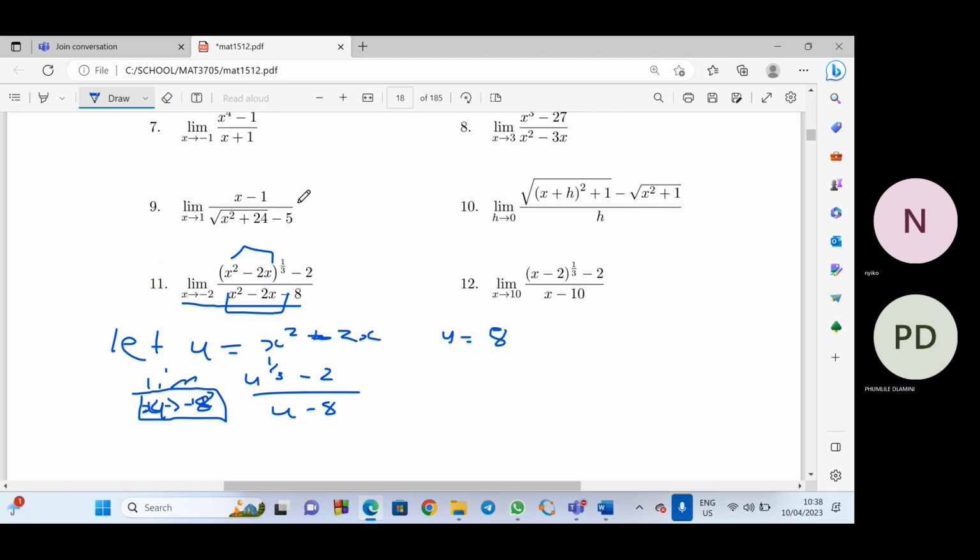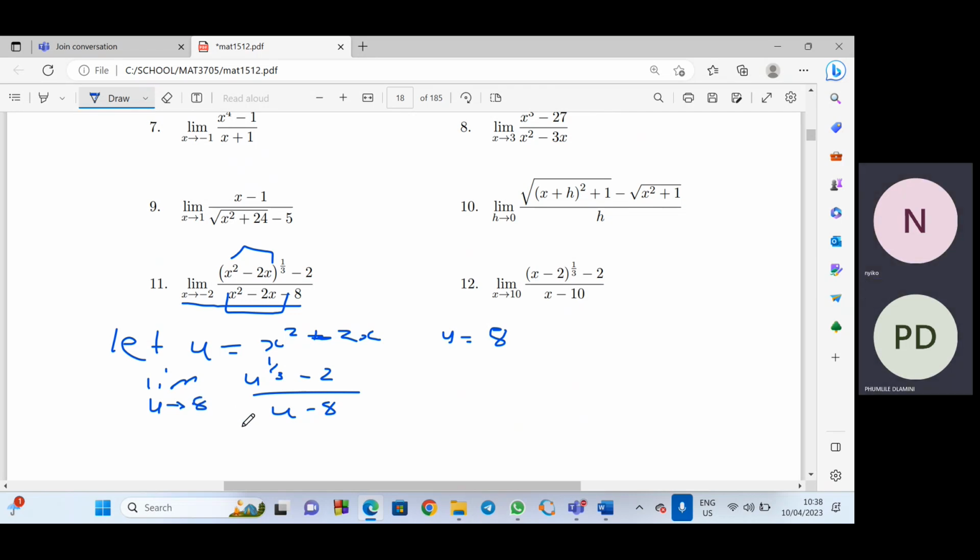Positive 8. Let me just erase properly. Okay. So I'm going to use u when it approaches what? Approaches 8. Then even still, if I put u equals 8 here, you can see that it's going to give us 0. So now I can differentiate. It's easier for me to differentiate.